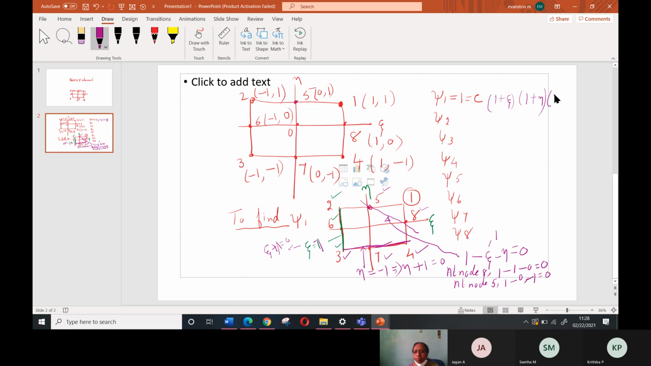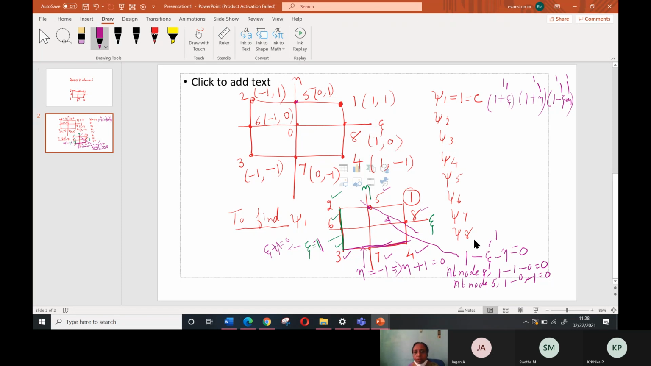So I have to substitute here 1 minus xi minus eta, so I can find out the value of the constant. At node point 1, what is the value of the nodal point xi and eta? Substitute that value: xi is equal to 1 and eta is equal to 1. Substitute that one and find out the value of C, and tell me the value of C now. If you finish that one, you are going to do it for 2, 3, 4, 5, 6, 7 and 8, and you are going to complete it today.